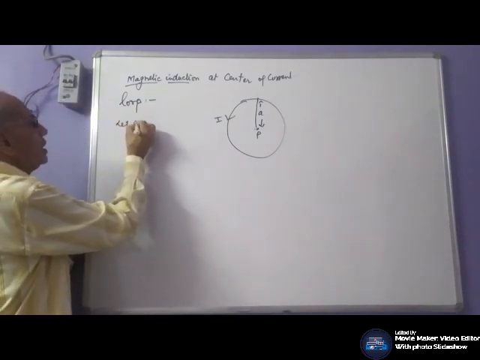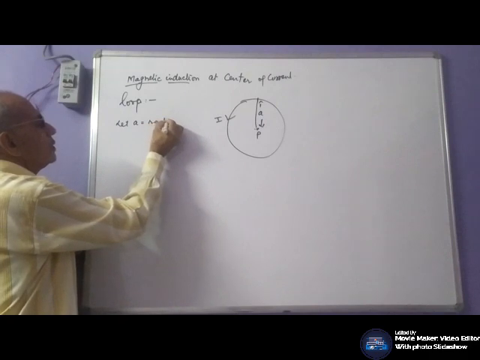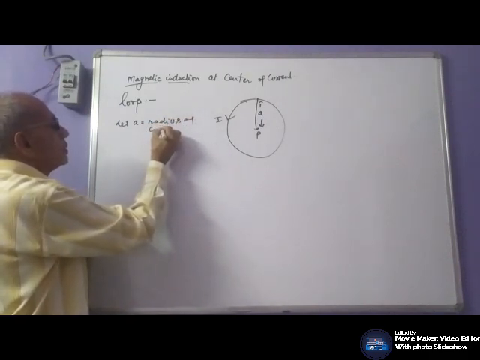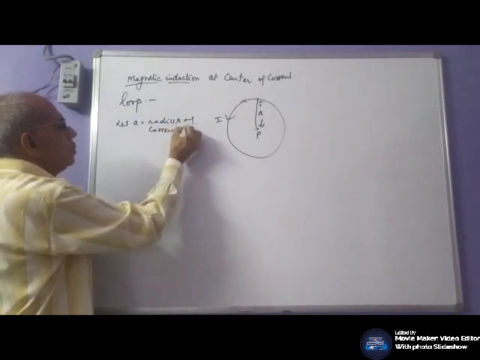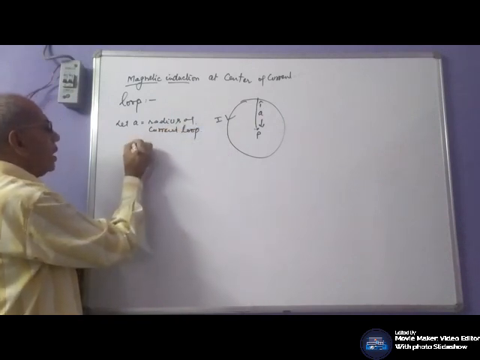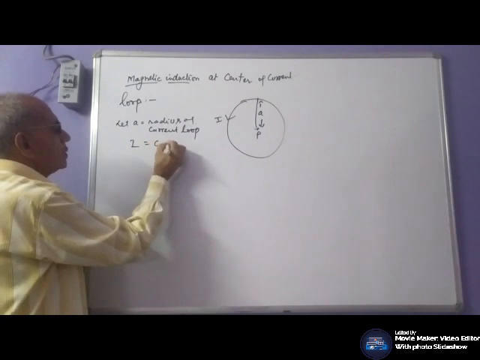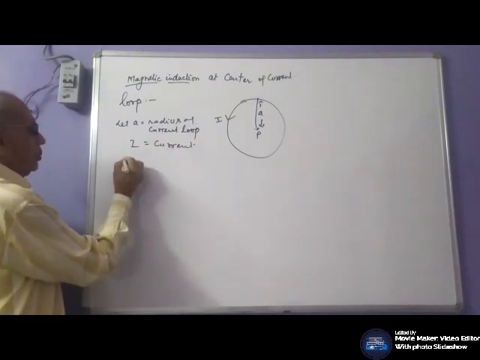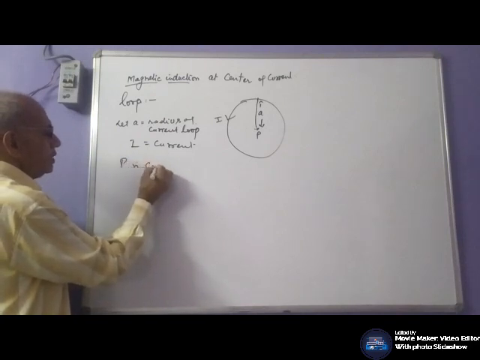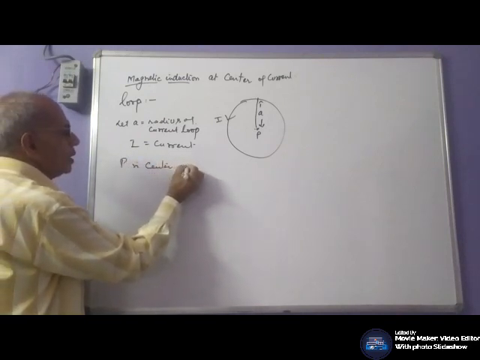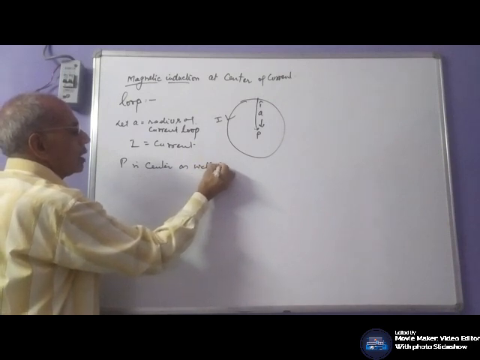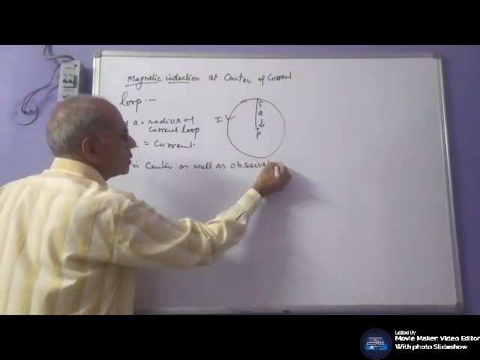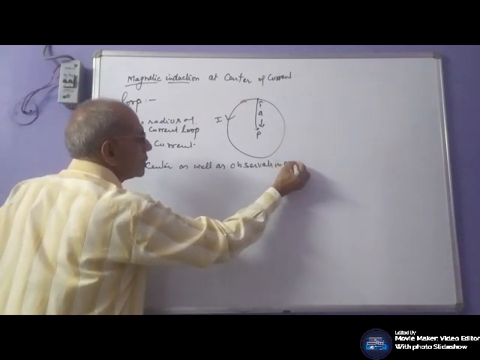Let A be the radius of the current loop, I the current, and P the center as well as the observation point.